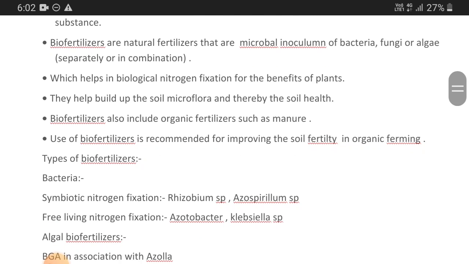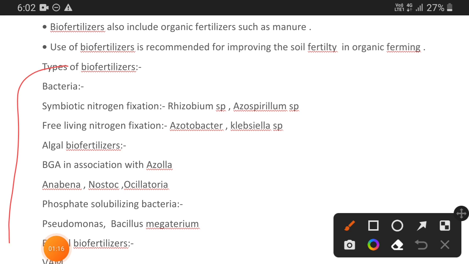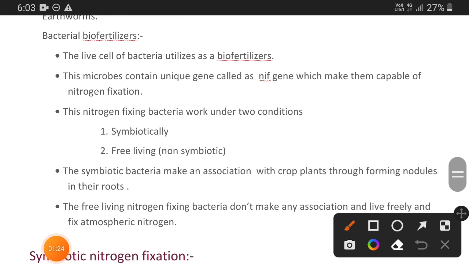So today we are going to discuss the various kinds of biofertilizers, each of them one by one. Our first discussion will be on bacterial biofertilizers. Remember one thing, the bacteria that are usually used as biofertilizers are all nitrogen fixers. That means for fixing nitrogen we use bacterial biofertilizers.